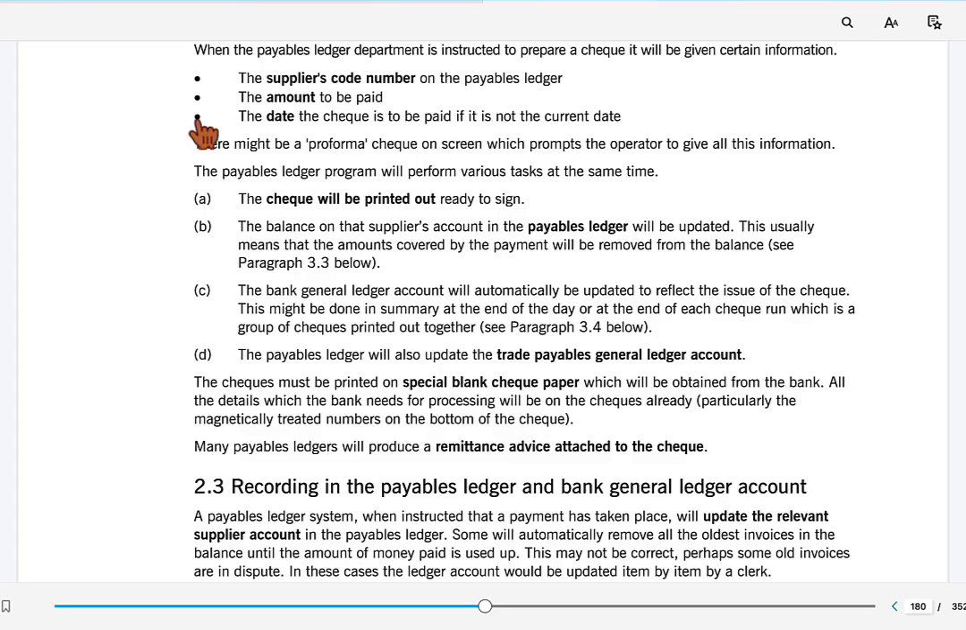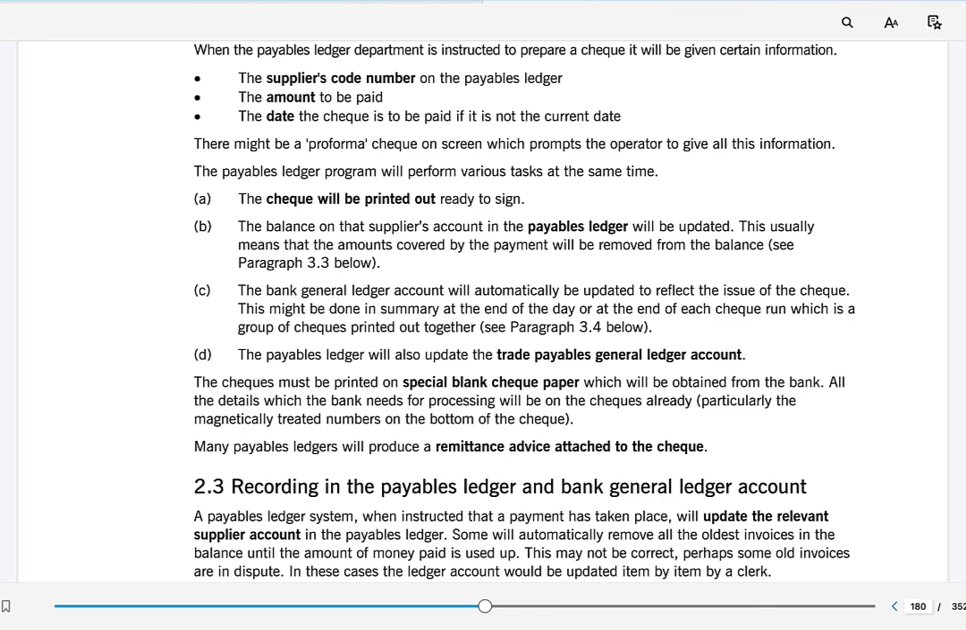The date the check is to be paid. Sometimes the check is prepared today. Sometimes the business prepares checks now, but dates them for a later date. So these 3 items are the big ones: supplier code, amount, date. Sometimes the system also asks for invoice references or what the payment is for. But in this lesson, the key idea is that the system needs enough information to create the payment correctly.